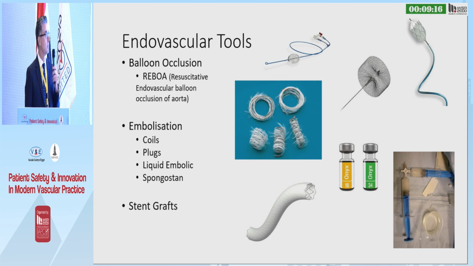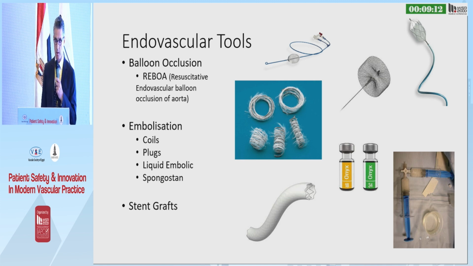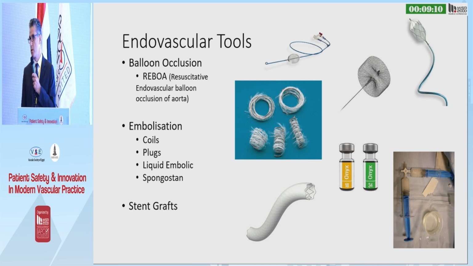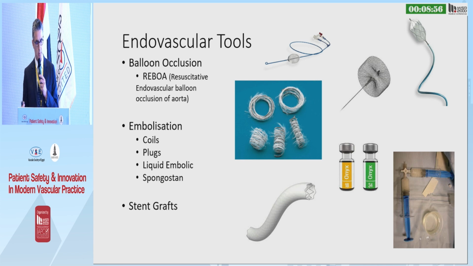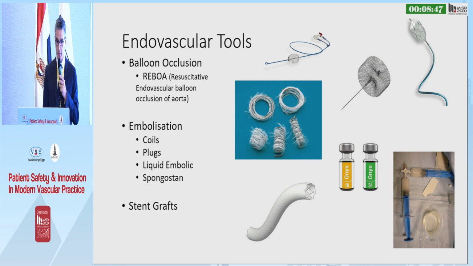So what tools do we have? Well, you've just heard about the AIV, which is a sort of temporary occlusion system. Mostly we use devices that occlude arteries, and those are coils, plugs, sometimes some liquid embolics, and Spongostan, which is a sort of reconstituted porcine fat, which can be made into a paper mache with contrast. And of course, if there's a major artery injury that we can cover the whole of, then we can put a stent graft in.